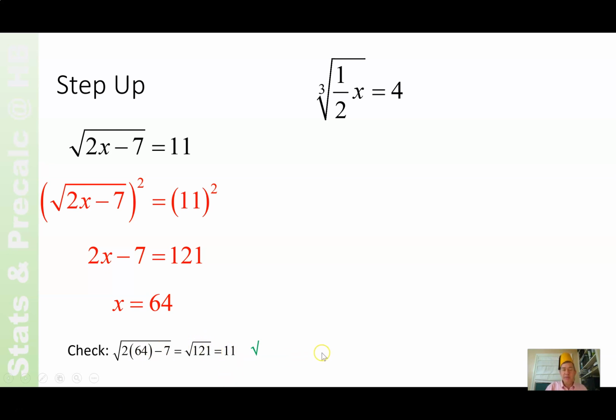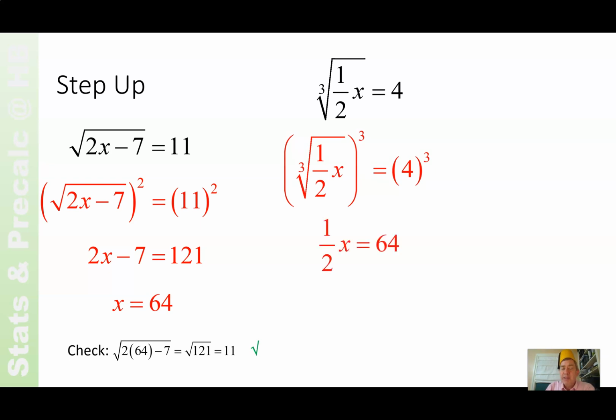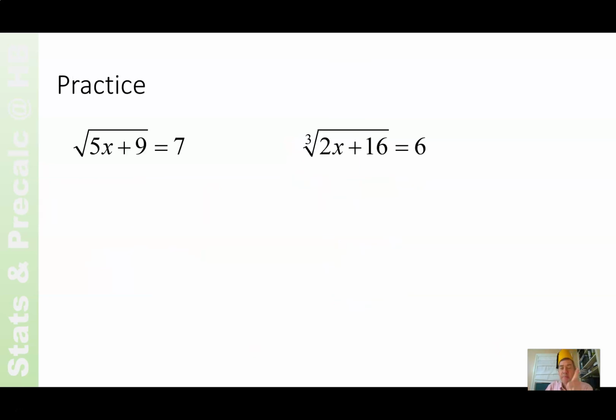We've got it. On the right-hand side, a second question. It's a cube root question, and so the first thing you do is you cube both sides. Once you cube both sides, the left side will be 1/2 x, and the right side is 4 cubed, which is 64. Times 2 gives you x is 128. There we go, and a quick check. Half of 128 is 64, and the cube root of 64 is 4. Yay, thumbs up. Practice with these, see what you can do with them. Hit pause when you need to.